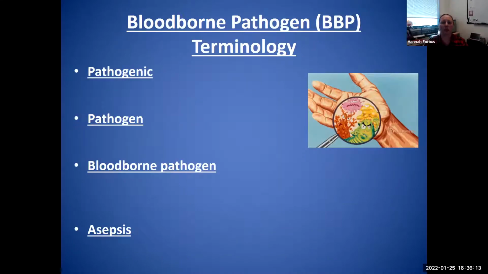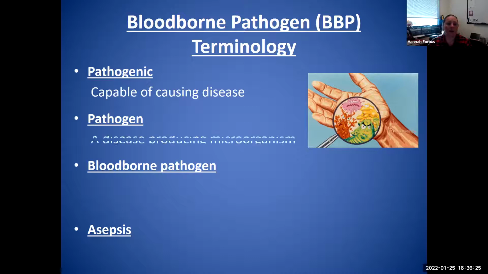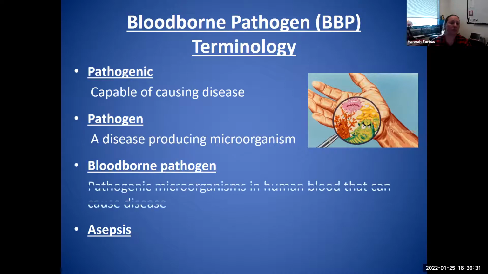Okay, so let's have a little review of our bloodborne pathogen terminology. Remember our BBP from last semester. Pathogenic means that something's capable of causing disease. A pathogen is a microorganism that produces disease. So those two are kind of intermixed, right? A bloodborne pathogen is a pathogenic microorganism that's in human blood that can cause disease.